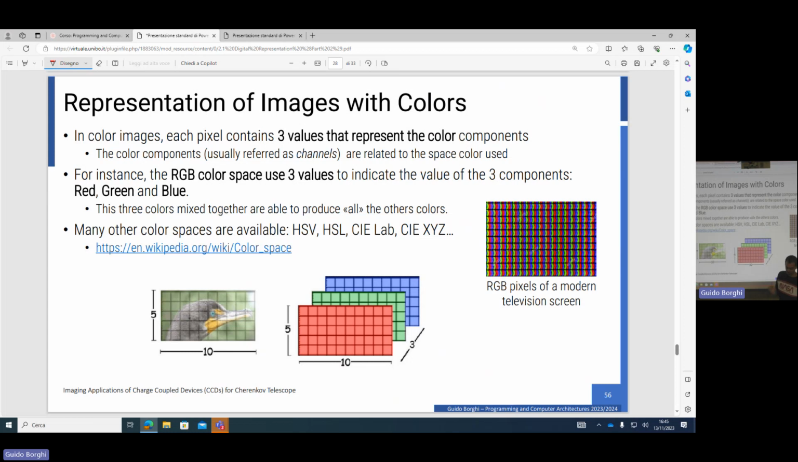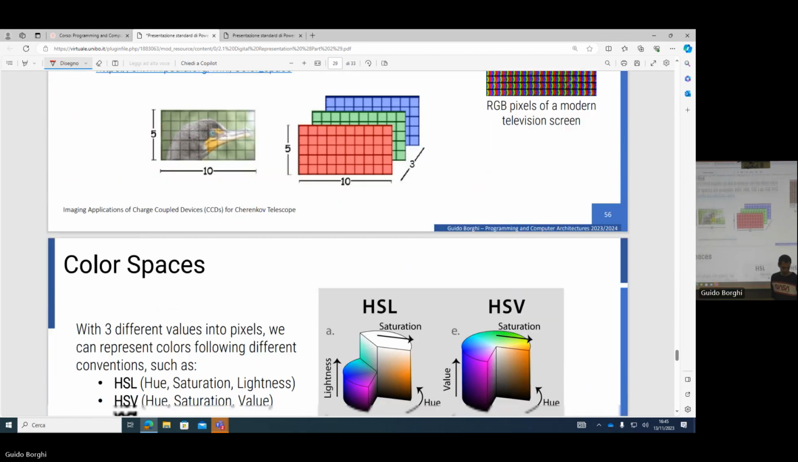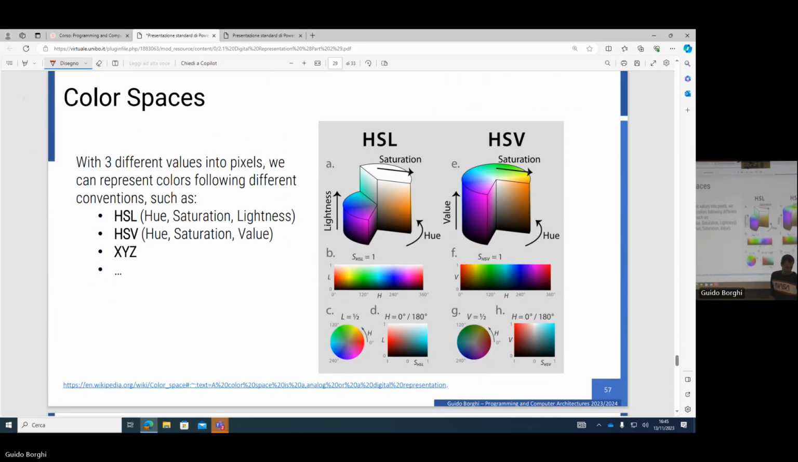But one of the most used conventions or color spaces is the RGB one. I think that maybe you have heard something about RGB, since it's one of the most used conventions. With the other color spaces, we have 3 components too, but in that case, we don't use the first component for red, green, and blue, but we use the components for other values.